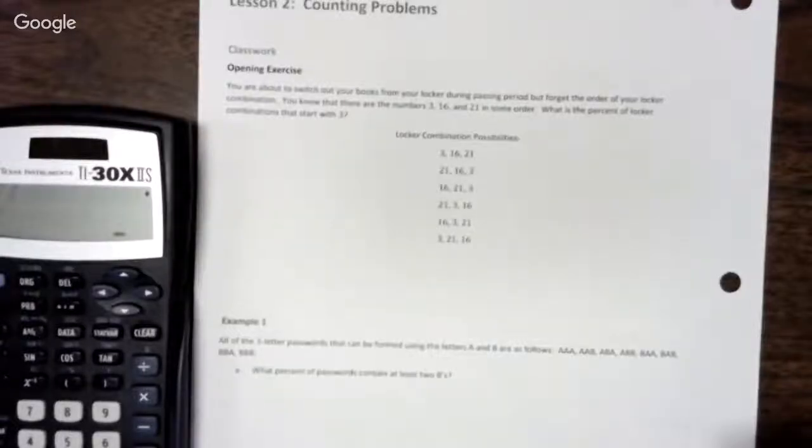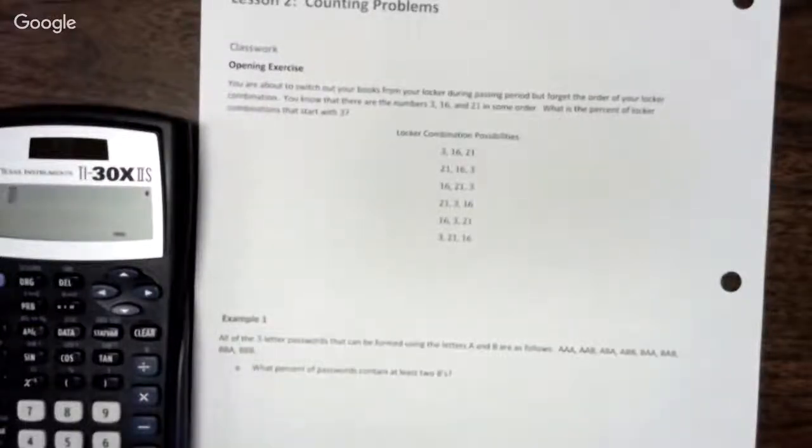All right, this is Module 4, Lesson 2. We're going to be talking about changing between fractions, decimals, and percents again. So you are about to switch out your books from your locker during passing period, but forgot the order of your locker combination. You know there are three numbers, 3, 16, and 21 in some order. So what is the percent of locker combinations that start with 3?